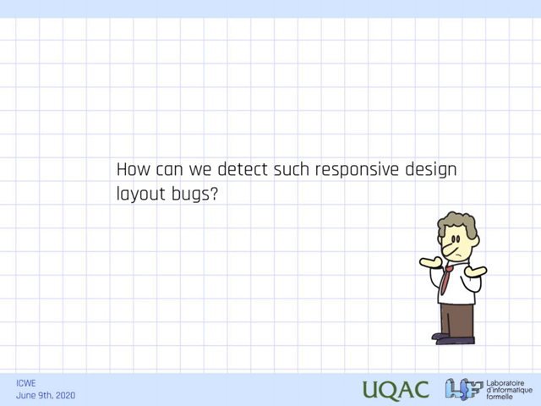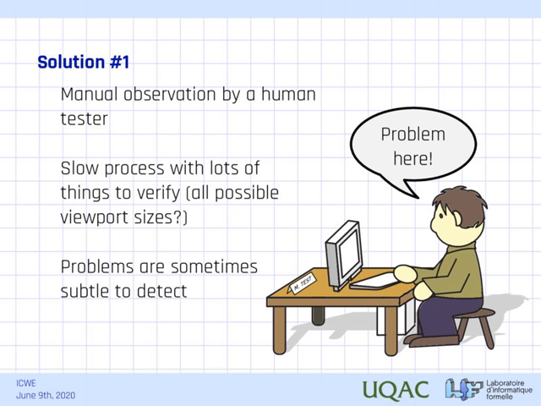Based on all these observations, the obvious question becomes, how can we detect such bugs? A possible solution is to perform manual testing, and as a matter of fact, it is the solution generally used in a web development context. However, this approach has a few downsides, the most important being that it is extremely slow.